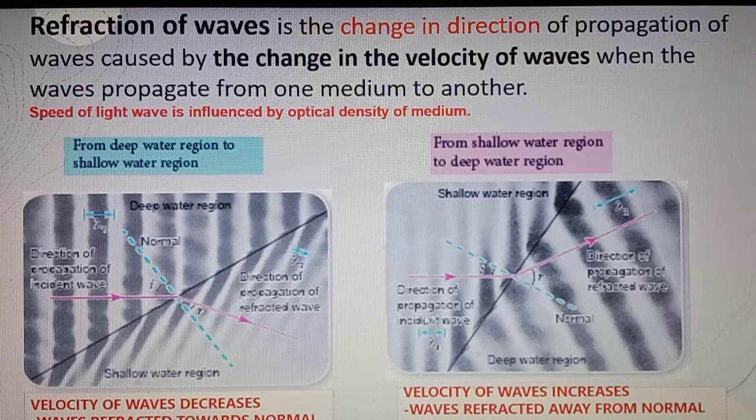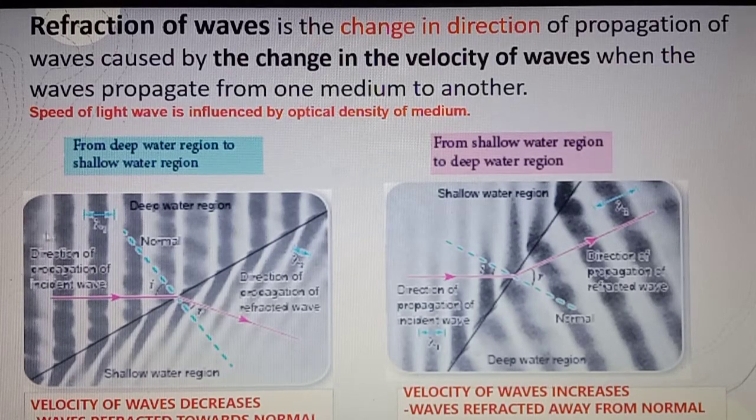Okay, if we discuss when the water wave travels from the shallow to the deep region, this is the incident wave, and at the point of incidence we draw a normal line perpendicular to the boundary. The angle here is angle i. So what happens from the shallow to the deep region? The wave will be refracted away from the normal, because the speed or velocity of the wave increases. So you must be able to differentiate between these two situations.